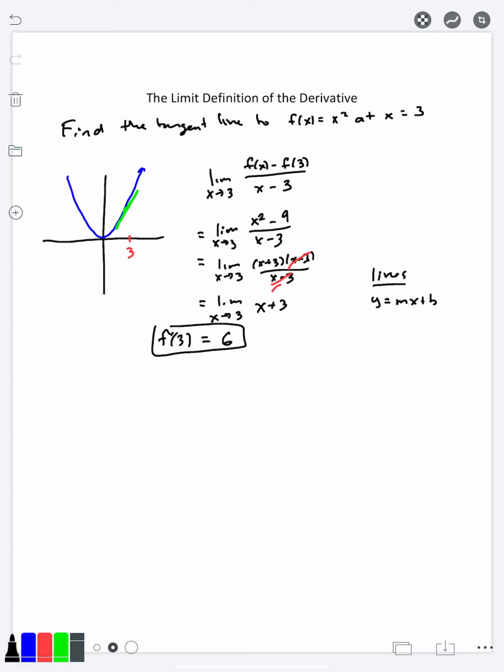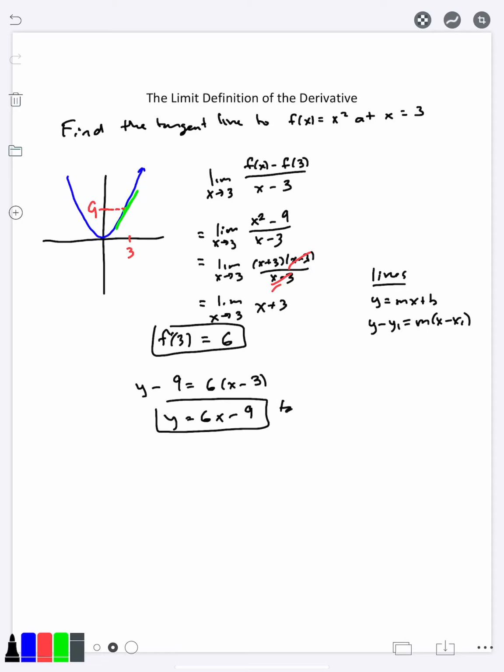Or if you remember the point slope formula, y minus y1 is m times x minus x1, we'll go ahead and use that. So the y value at this point is 9. And the slope we just worked out is 6. The x value is 3. And there we go. So y equals 6x minus 9. This is the tangent line to f of x equals x squared at x equals 3.